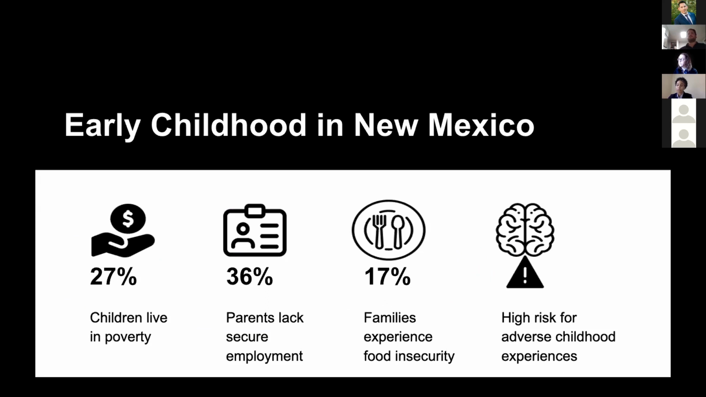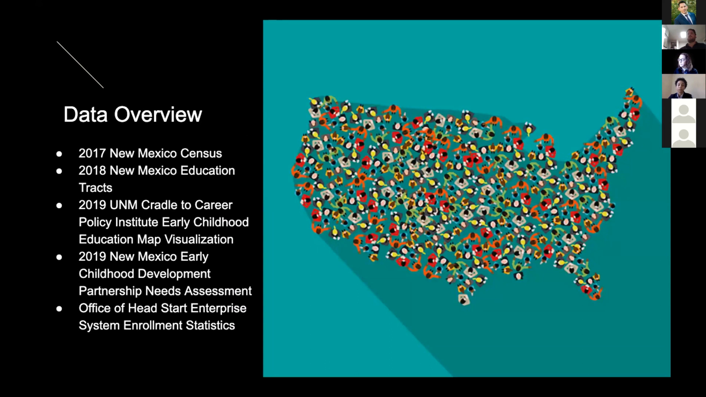We collected data across 5 key sources to identify gaps in the continuum of care for youth. The 2017 New Mexico Census provided insights into demographic information, including gender, race, ethnicity, age, income, and employment. The 2018 New Mexico Education Tracts dataset includes educational attainment information and current population enrolled in school for each census tract. The 2019 University of New Mexico's Cradle to Career Policy Institute's Early Childhood Education Map Visualization provided data on preschool enrollment and Head Start center location data.